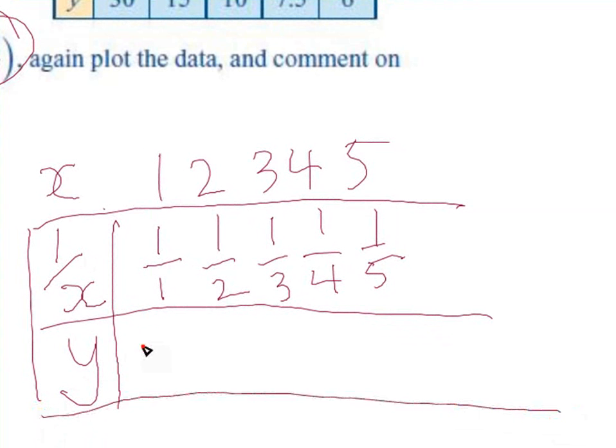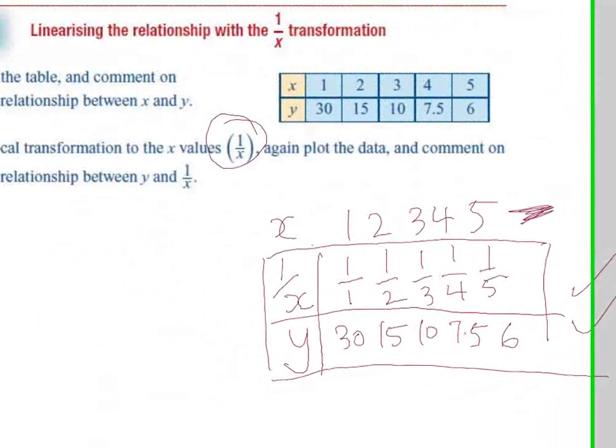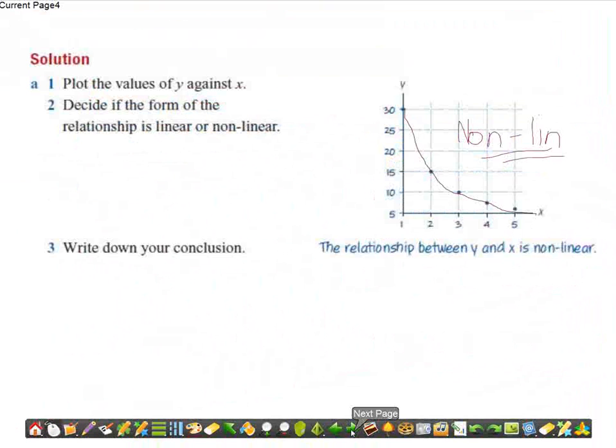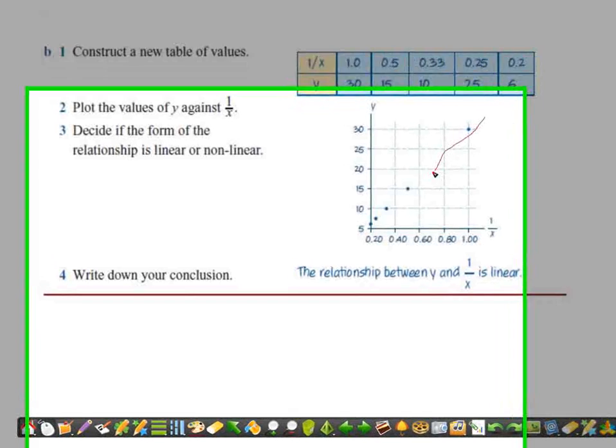So here you're going to plot, well, 1 on 1 is 1, everyone knows that. And your y values here are 15, 10, 7.5, and 6. Alright, so this is what we want to plot now. This was the old graph. This is the new graph. And when you go off and plot that, this is what happens. You get a nice linear line.